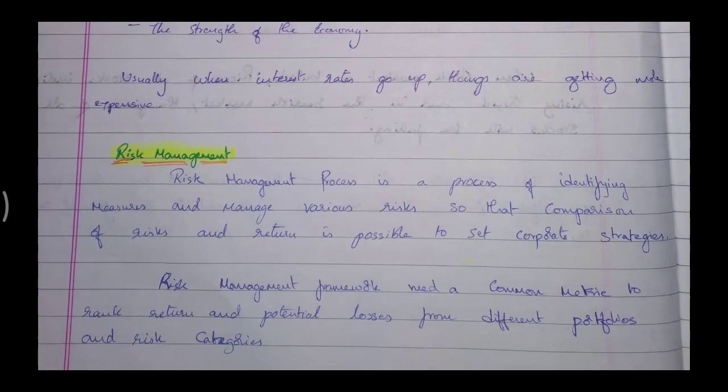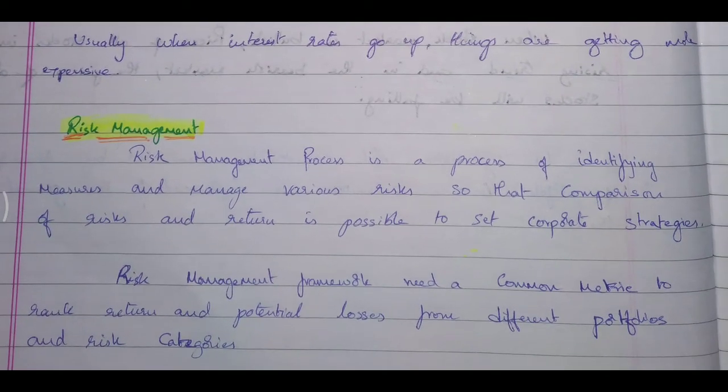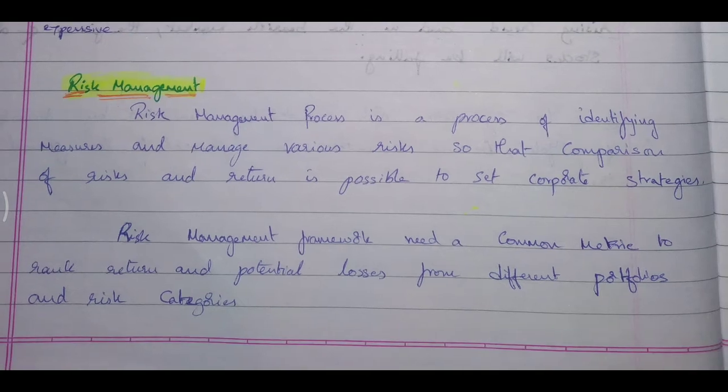Risk management process. What is risk management process? Risk management process is a process of identifying, measuring and managing various risks so that the comparison of risks and returns are possible to set or establish corporate strategies. Risk management framework needs a common metric to rank the returns and potential losses from different portfolios and risk categories.